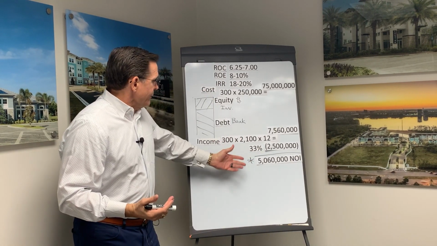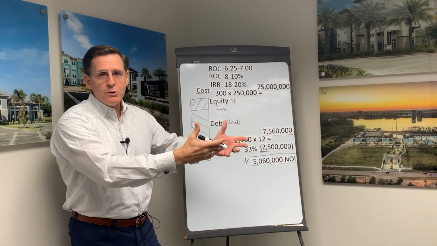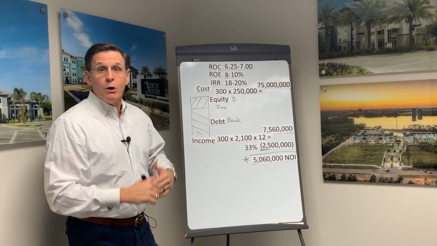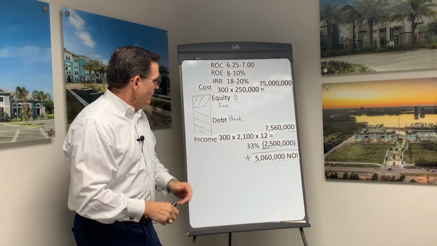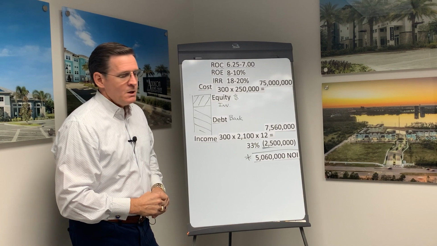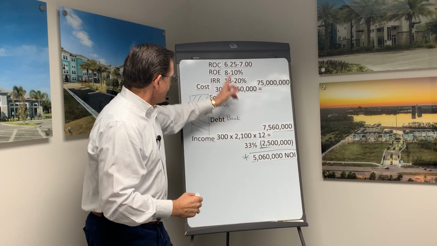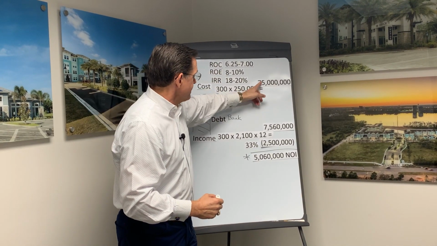So again, if you're looking at another type of business, you would want to say, hey, what is our gross income? What are the expenses? Are they real? And then what's left over is your EBITDA. So the first metric is return on cost. We know what our cost is.